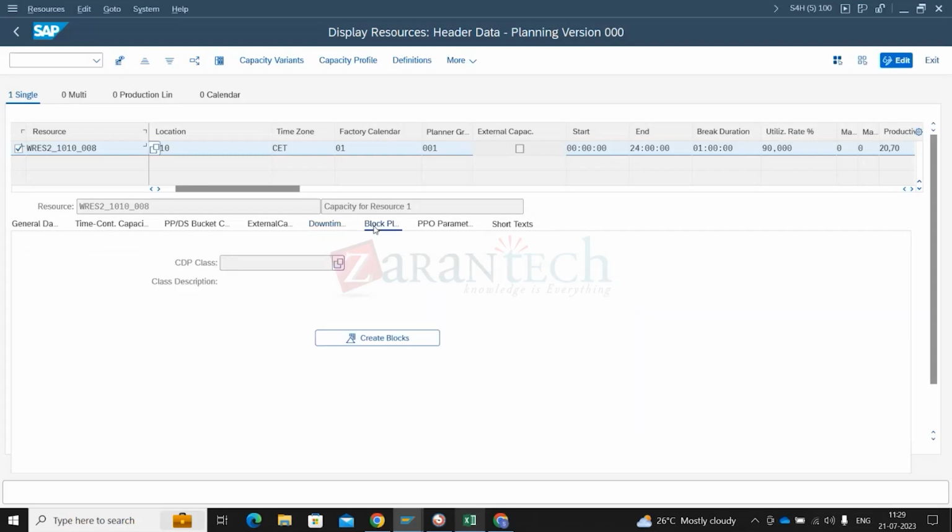I told you about block planning. If you remember, I will explain the block planning concept in the first week, because in the first session I was telling you the advantages of using PPDS. So block planning is one of them. What do we do in block planning is for the product. Let me go to the product.